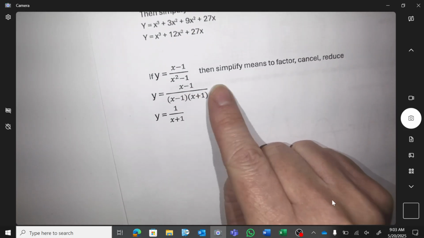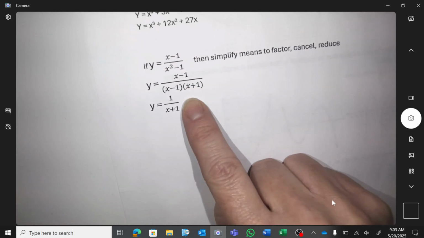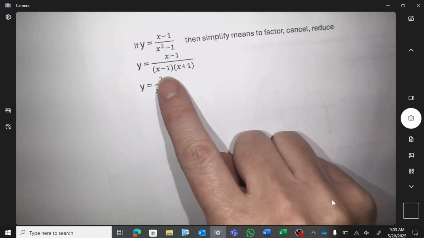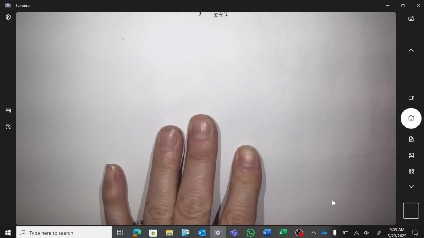Okay, if I have a rational function and I say simplify, what does that mean? It means cancel by reducing, and so you're going to factor, cancel, reduce. Okay? And at the bottom here, can we just do a quick recap of how to graph stuff?